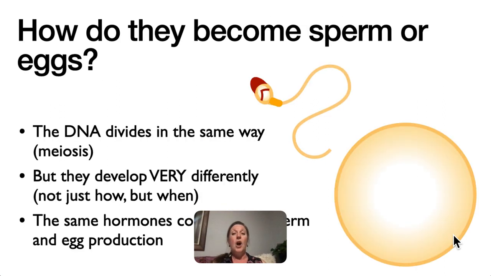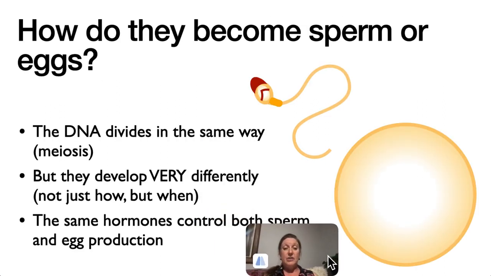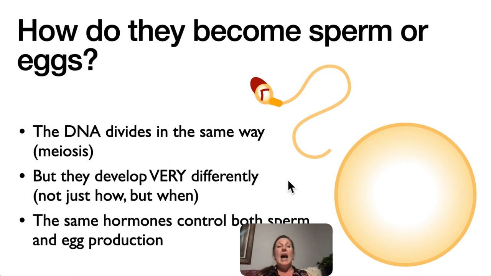Okay, so all of that was to produce either sperm or eggs. And while they divide in the very same way in terms of how they split the DNA and how they mix it up a little bit, so the meiosis part is the same, after that, it's completely different. It's not just how they develop. Obviously, it's different if we've got these 2 different sizes, but when they develop, that's very different. And yet, they're both controlled by the same hormones.